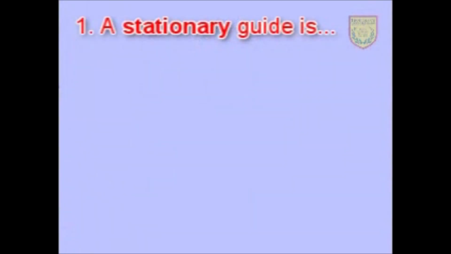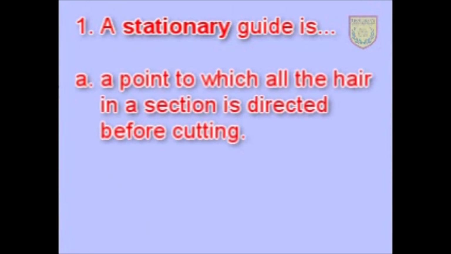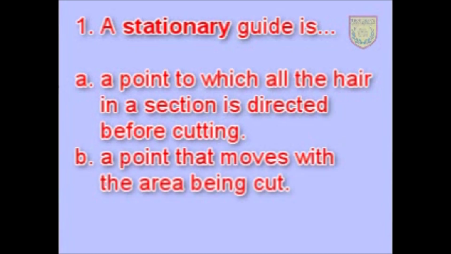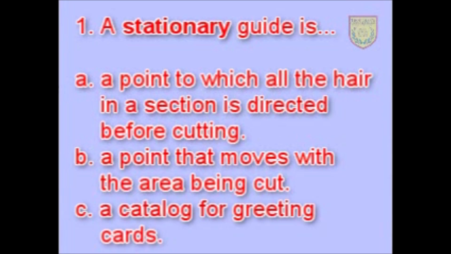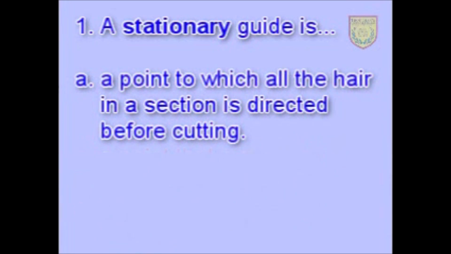Number 1, a stationary guide is A, a point to which all the hair in the section is directed before cutting. B, a point that moves with the area being cut. Or C, a catalog for greeting cards. If you answered A, you are correct. A stationary guide is a point to which all the hair in the section is directed.